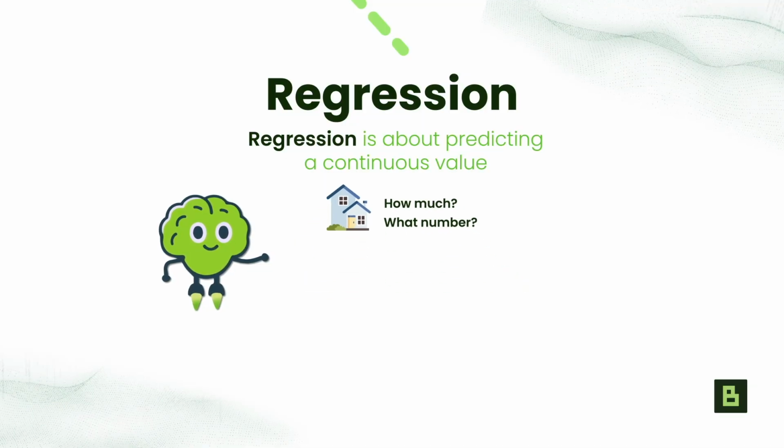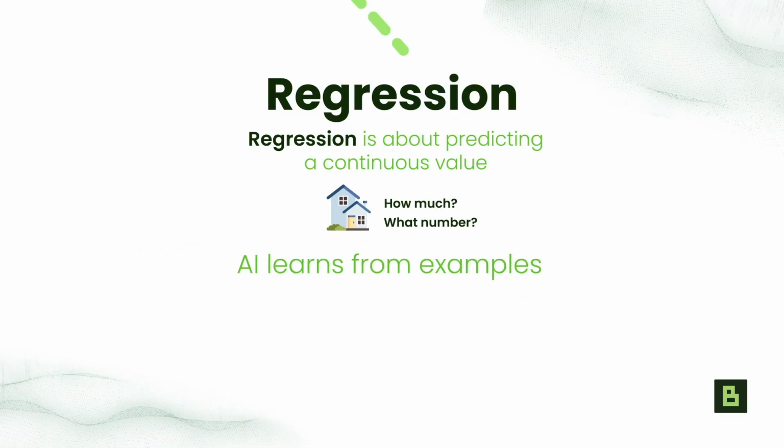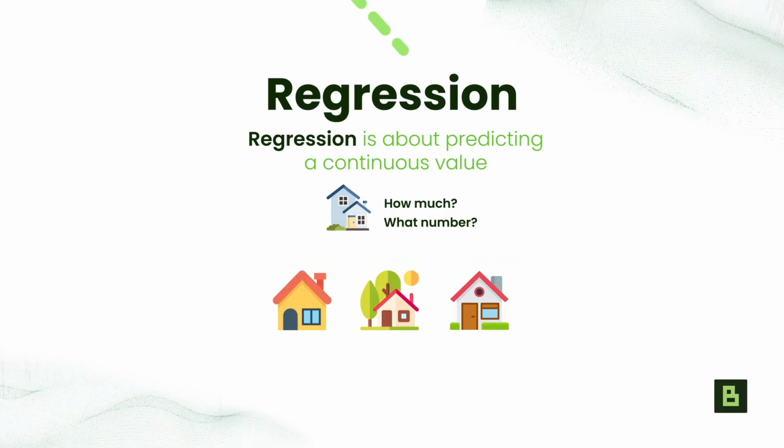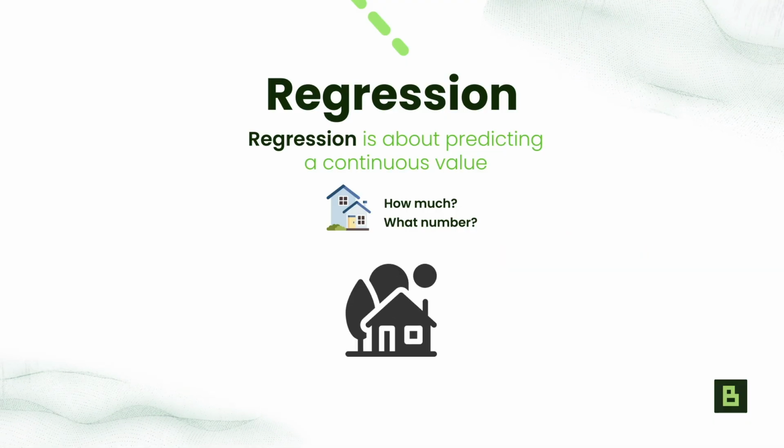How does it work? Just like with classification, AI learns from examples. It sees many houses with their features and actual prices. It finds patterns. For example, bigger houses usually cost more, or houses in a popular neighborhood sell at a premium. When given a new house's details, the AI uses these learned patterns to predict its price.